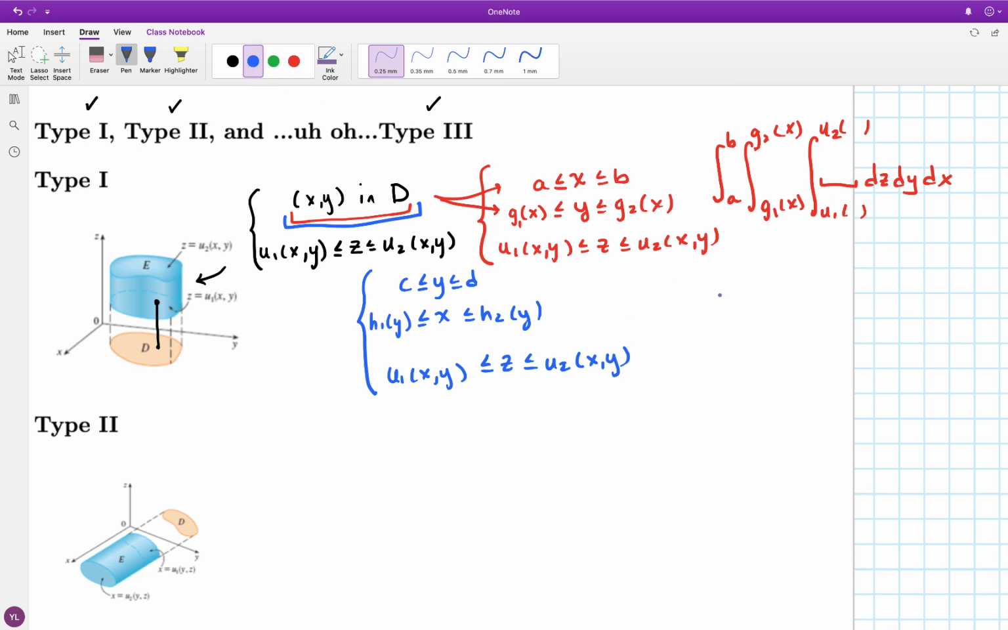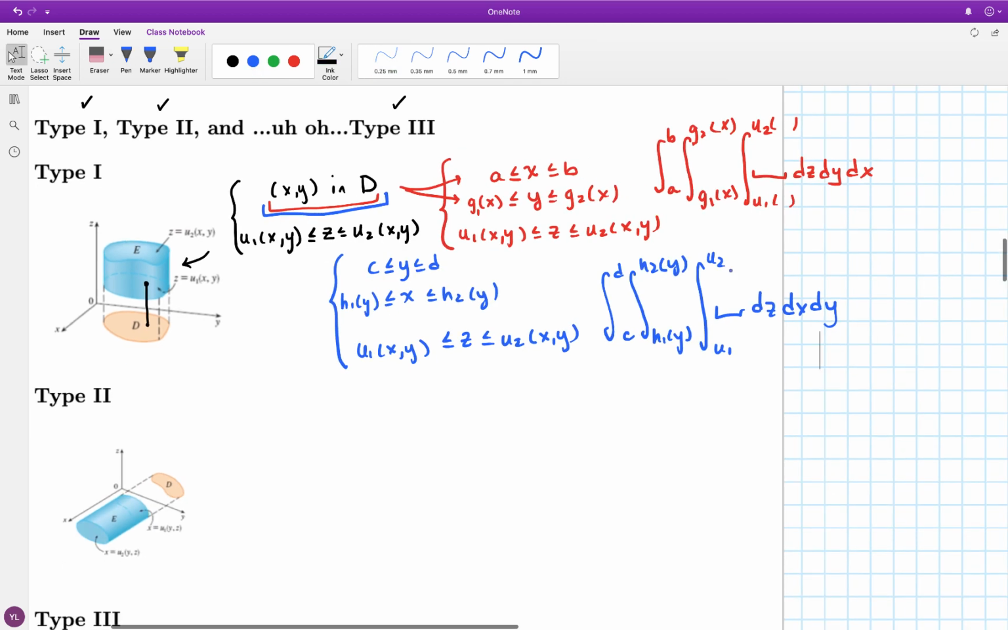Over here, you would have c to d on the outside for y, h1(y) and h2(y) for x, and then your z is going to go again in between u1 and u2. Your order of integration has z first, whatever your integrand function is here, then x next, then y last.